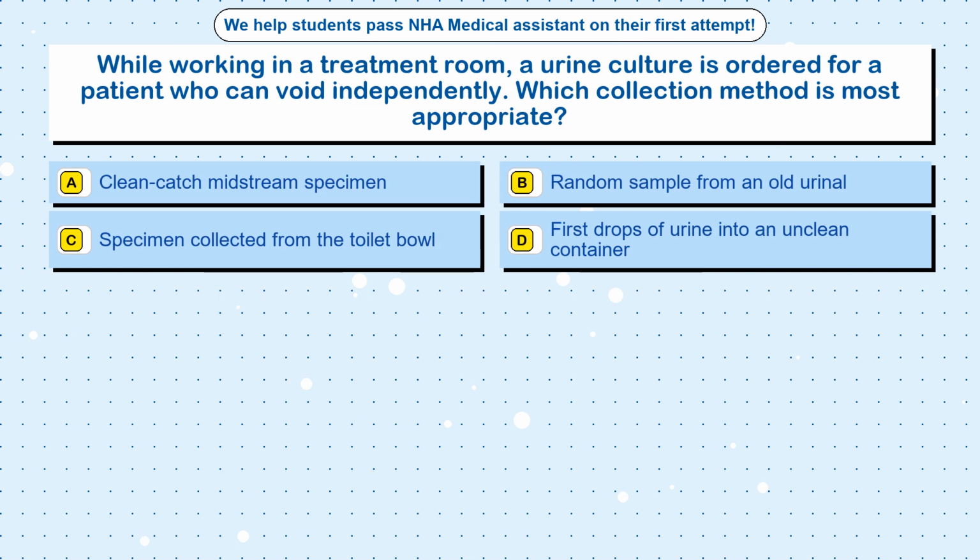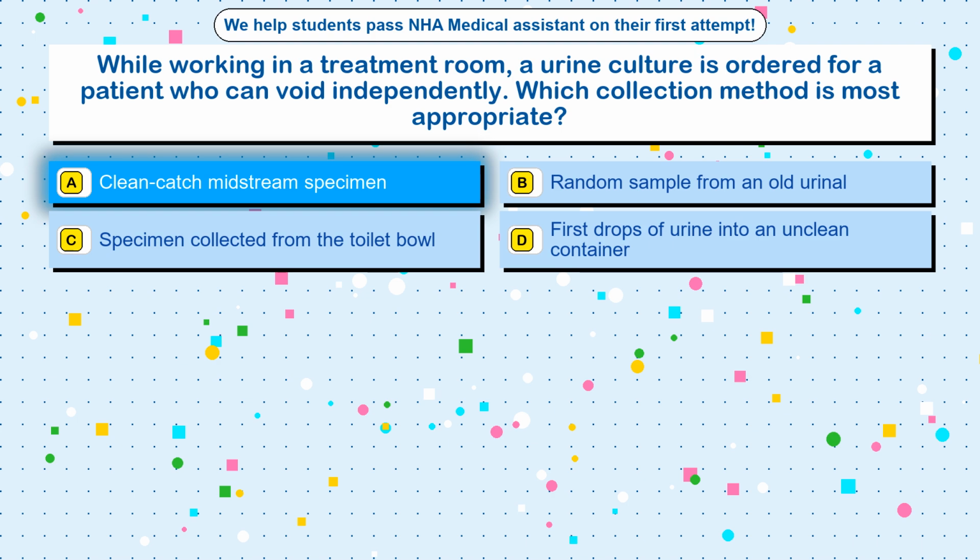Question 91. While working in a treatment room, a urine culture is ordered for a patient who can void independently. Which collection method is most appropriate? Option A, clean catch midstream specimen. Option B, a random sample from an old urinal. Option C, specimen collected from the toilet bowl. Option D, first drops of urine into an unclean container. The correct answer is option A, clean catch midstream specimen.